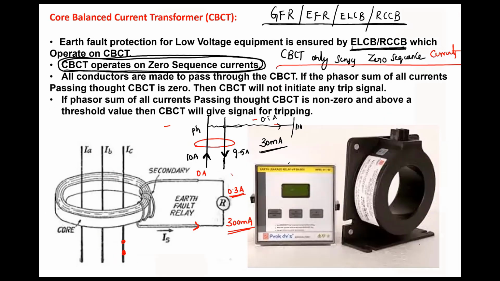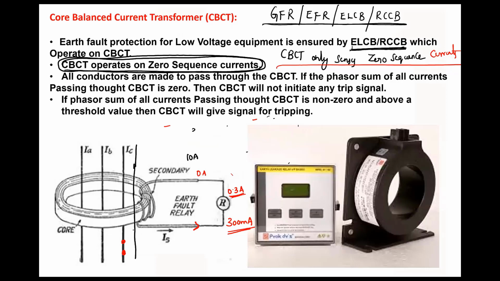Suppose your house has 3-phase and neutral. Then all 3 conductors and even the neutral conductor are passed through this. Suppose these 3 are carrying current in this direction, the neutral will carry current in the opposite direction. The overall sum should become 0. In this case, IA plus IB plus IC plus IN should become 0. Understand? Current can return through neutral, but it should not return through ground. Whenever there is some leakage to ground, immediately the CBCT catches it and gives a signal to the relay. The relay will trip.